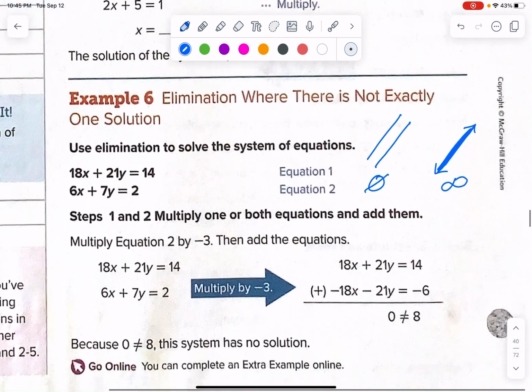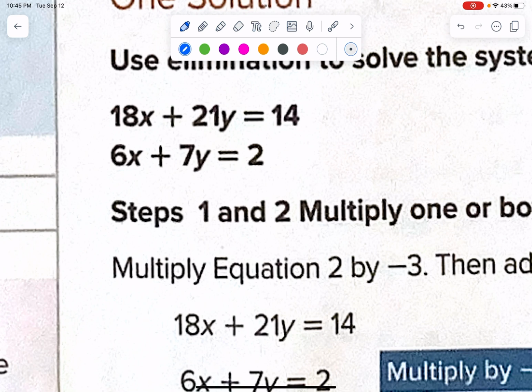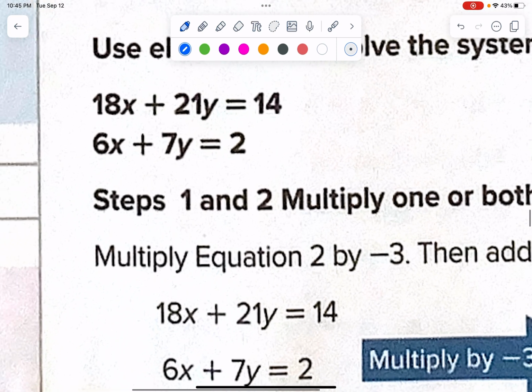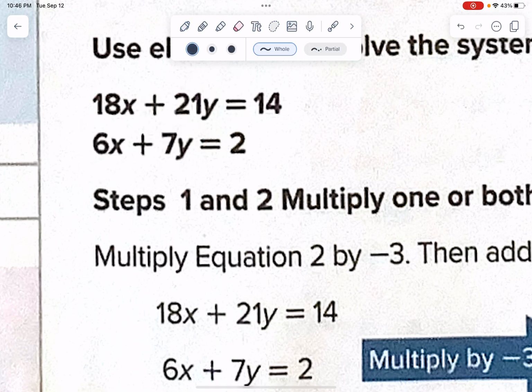Okay, let's do this. Let's look. I'm going to put my work off to the side over here. Okay, so I've got 18x and 6x, and I've got 21y and 7y. So I want to make those all the same number. So let's say I want to get rid of my x's, okay? So if this is 18, 6 does go into 18, but I would have to multiply it by 3.